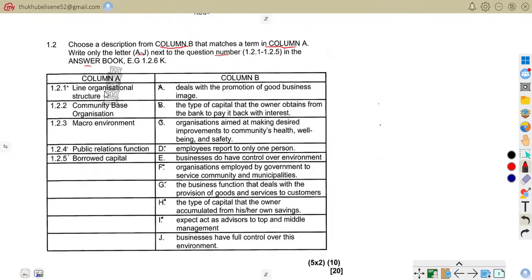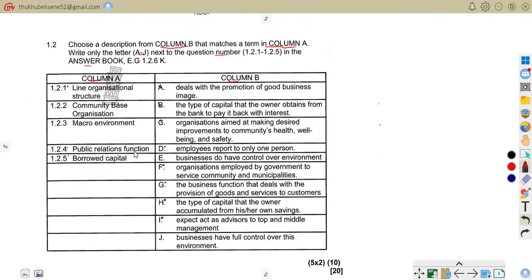So now we have column A as well as column B. Descriptions are in column B, which are to match the terms that are in column A. So here, these are our descriptions. Then we're going to match them with terms in column A. So let's start.